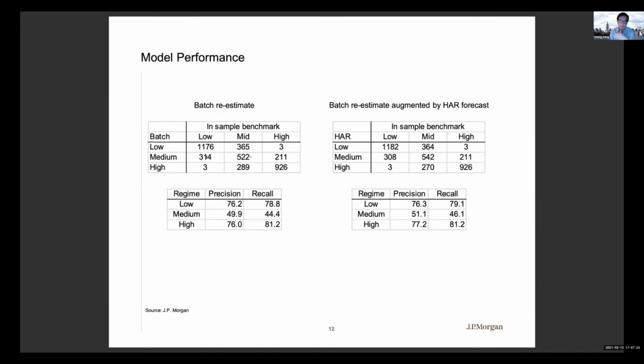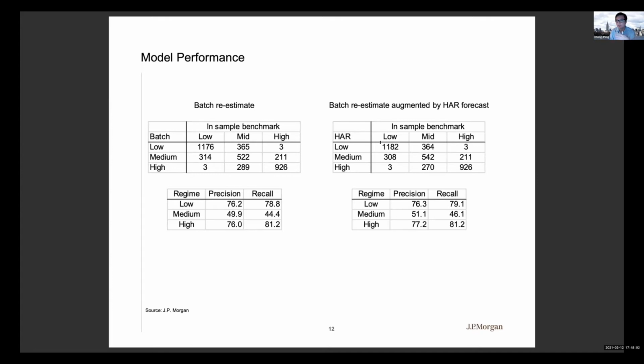So this is the confusion matrix of, let's say, if this is our benchmark, right, of how many time periods or how many days are classified into the low, medium, and high vol regime each, versus if we just do batch estimates, how much they overlap. And you can see that, generally speaking, in the low vol regime and the high vol regime, batch estimate does okay, but in the medium vol regime, it kind of struggles, right? That's really kind of tricky, so one shouldn't be surprised that it struggles in the medium vol regime. So there's quite a bit of error.